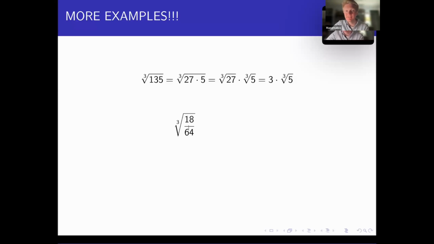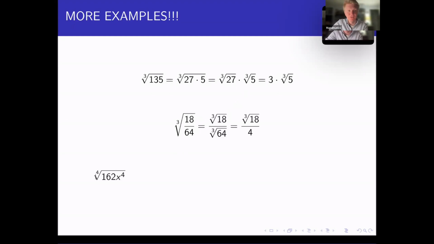Cube root of 18 divided by 64. Well, same thing. We can split up division as cube root of 18 divided by cube root of 64. Not anything we can do with 18, but cube root of 64 is 4. 4 times 4 times 4 is 64.